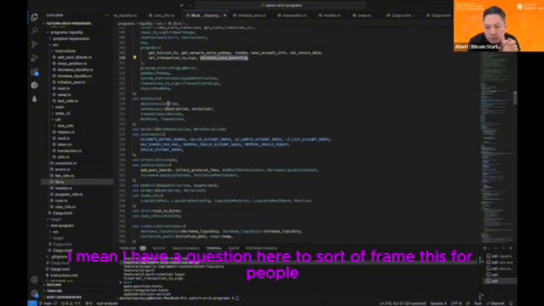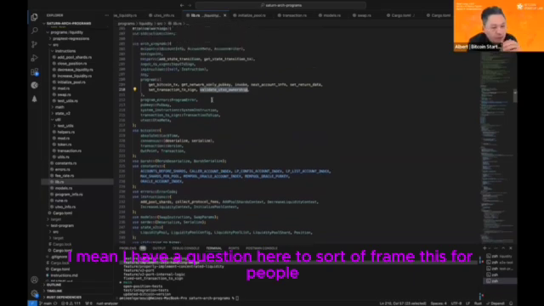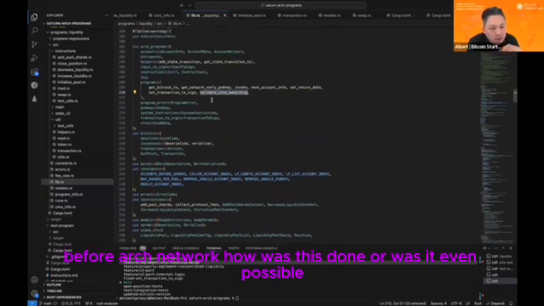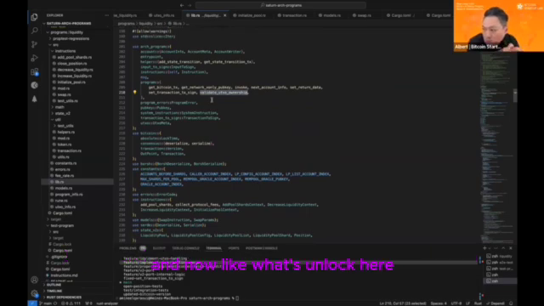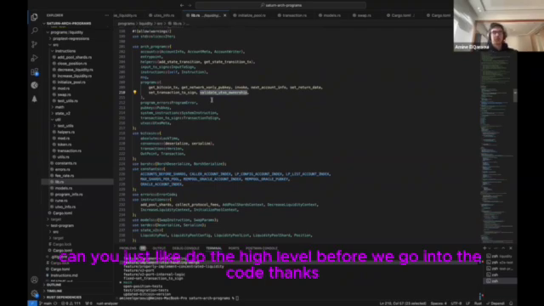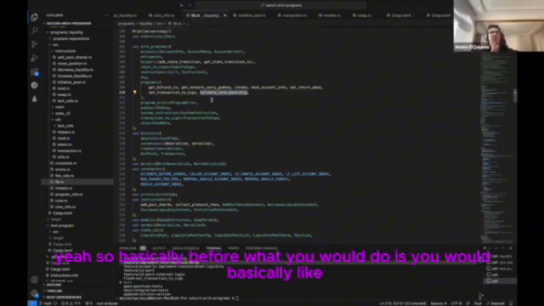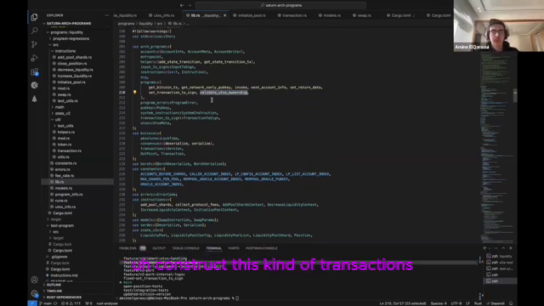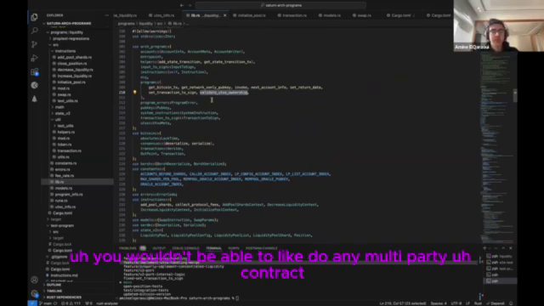Amin, I have a question here to sort of frame this for people. Before Arch Network, how was this done, or was it even possible? And now, what's the unlock here? Can you give the high level before we go into the code? Yeah, so before, you would construct Bitcoin transactions. You need to be able to do any multi-party contracts.